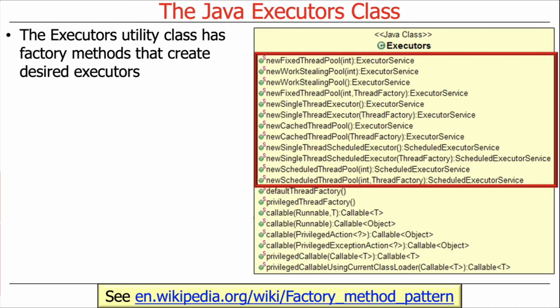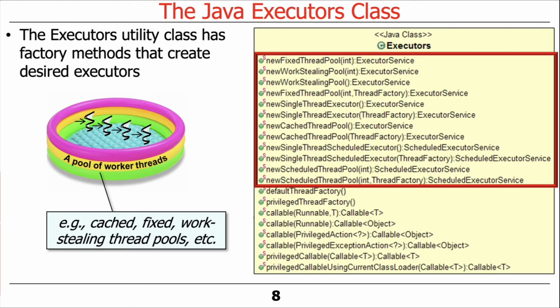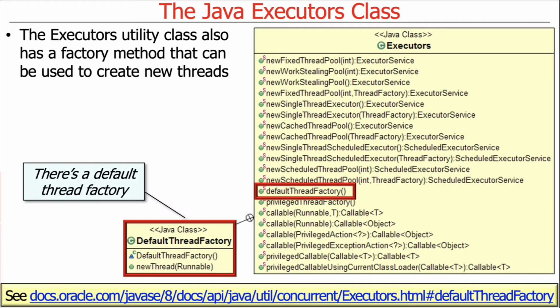There are some methods in the Executors utility class that are factory methods that create different kinds of executors. And this, of course, is the good old factory method pattern from the Gang of Four book. As we talked about earlier, these factory methods can create cached thread pools, fixed thread pools, work stealing thread pools, single-threaded executors, scheduled executors, and all kinds of other stuff.